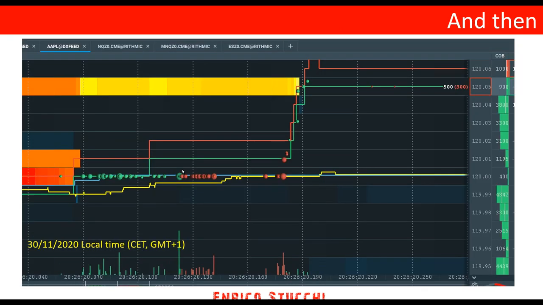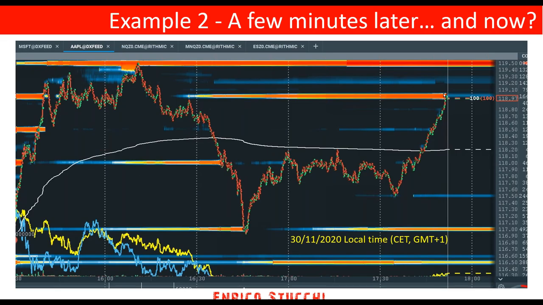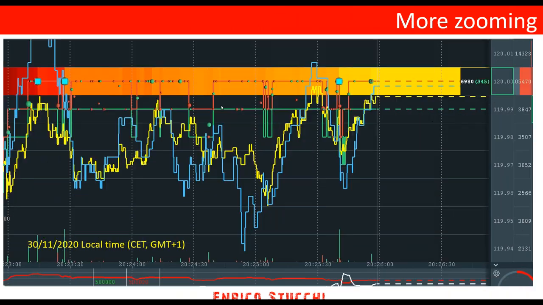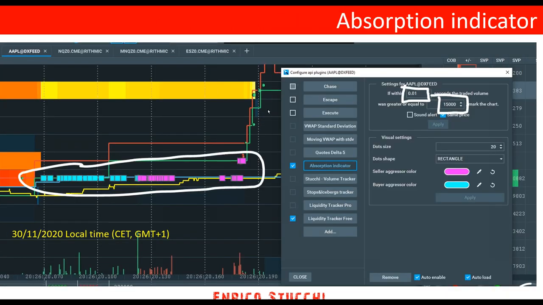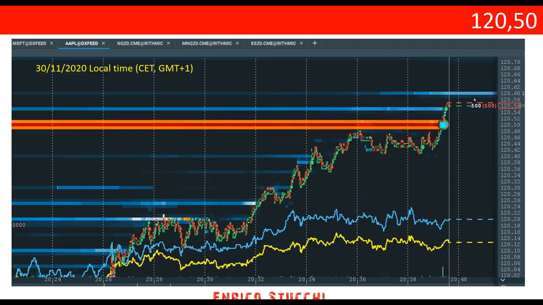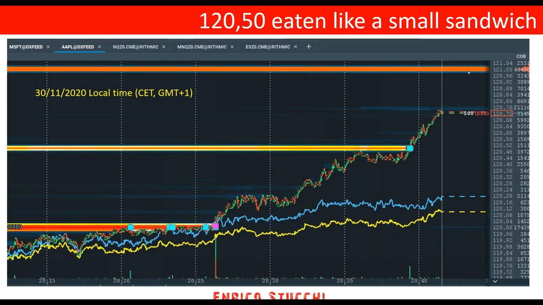You are here. Sorry, you are here. 120. Here, here, here. Price goes up and arrives here. 120.50, and then the price continues rising. 120.50 eaten like a small sandwich. Okay, this is a continuation pattern.